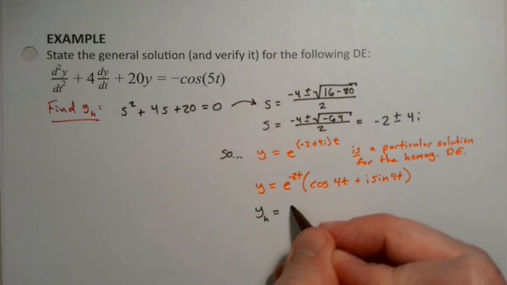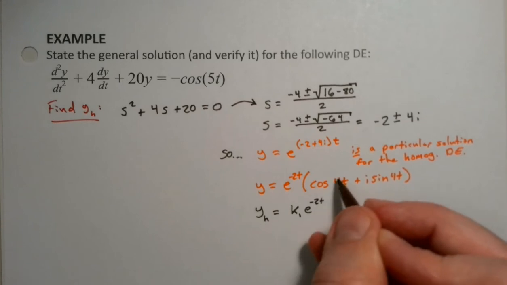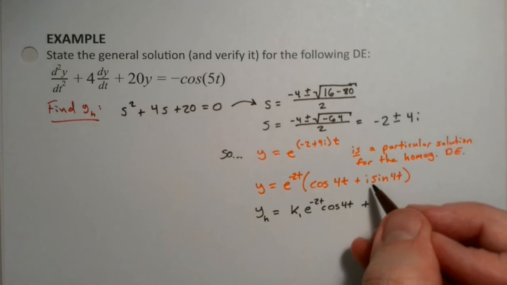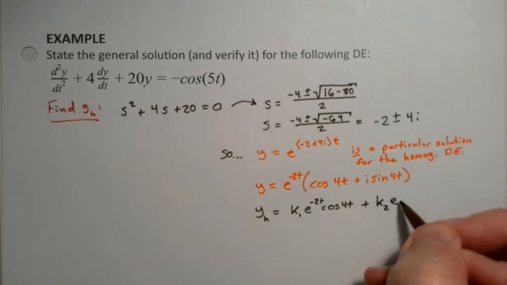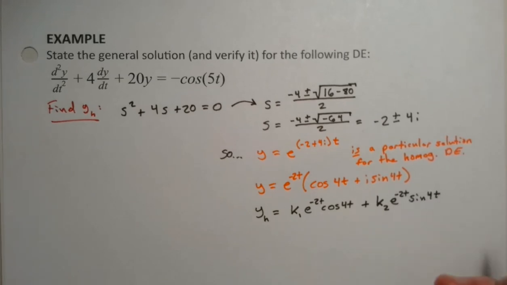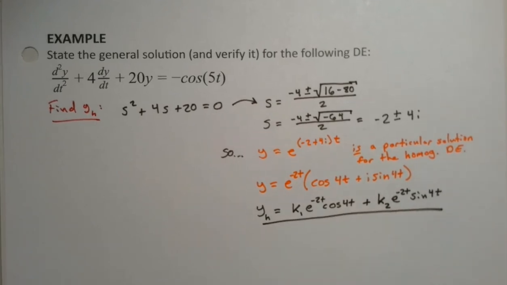And so the general solution is going to be a constant times e to the minus 2t times the cosine part, plus another constant, and that's where the i gets absorbed in, another constant times e to the minus 2t times the sine of 4t. And so this is our homogeneous solution. So that's the first part, right? It seemed like it was going to be scarier than it really turned out to be.